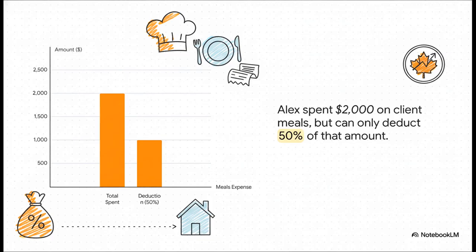Well, the CRA rule says he can only deduct 50% of that amount. So when he fills out line 8523 on the form, the number he actually enters as a deduction is just $1,000. It's a small detail, but getting these little rules right is super important.